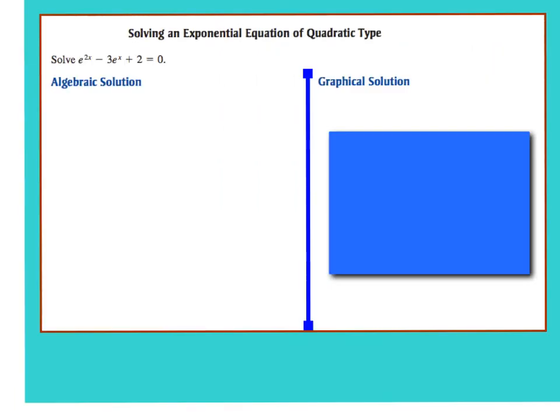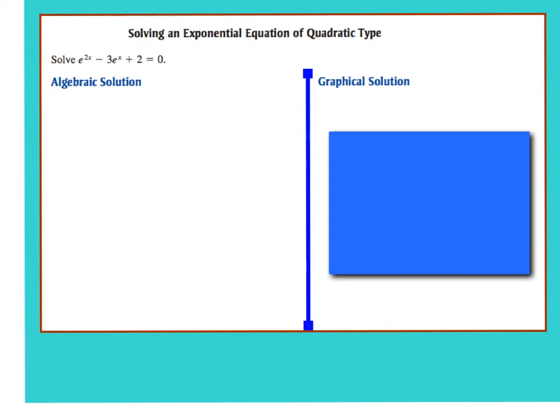All right. This next one, I have e to the power of 2x minus 3e to the power of x plus 2 is equal to 0. I call these a special name. What do I call these? I call these a hidden quadratic. All right? They're not actually a quadratic, but they work as a quadratic.